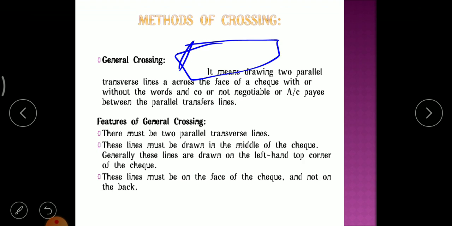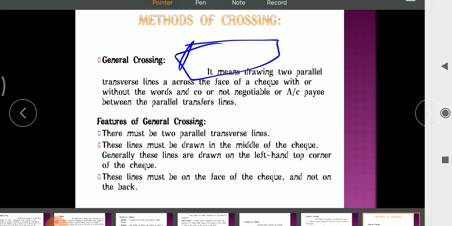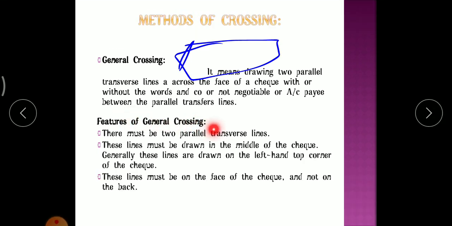So what are the features? Features of general crossing: there must be two parallel transverse lines. This is very important. If there are no two parallel transverse lines, it is not considered a general crossing. These lines must be drawn in the middle of the check. Generally, these lines are drawn on the left-hand top corner of the check. I have already shown one example on this side.